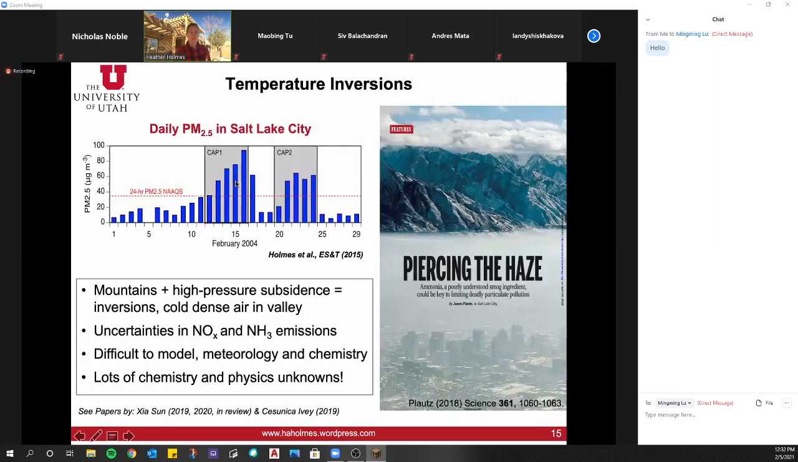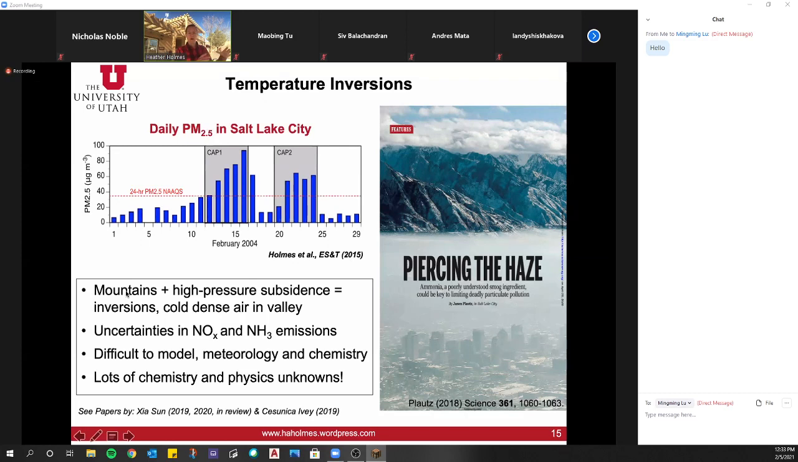The PM 2.5 concentrations, for example, in Salt Lake City can frequently be above the National Ambient Air Quality Standard during the winter time. And those are associated with something that we call a cold air pool. And a cold air pool is essentially a temperature inversion. And by temperature inversion, I mean that the temperature is actually increasing with height in the atmosphere, when it's typically decreasing, so it's inverted. And the Western US is really susceptible to this because of the mountains.